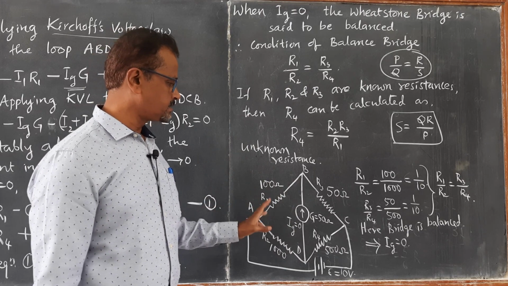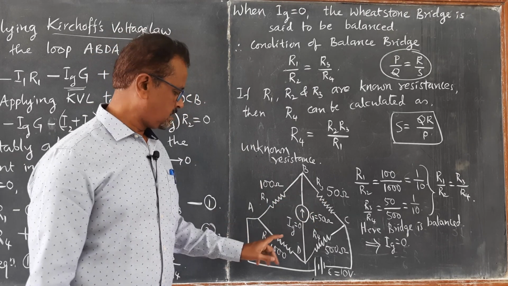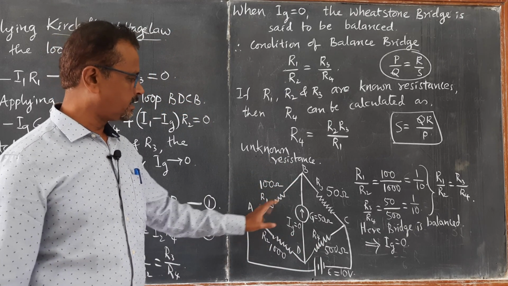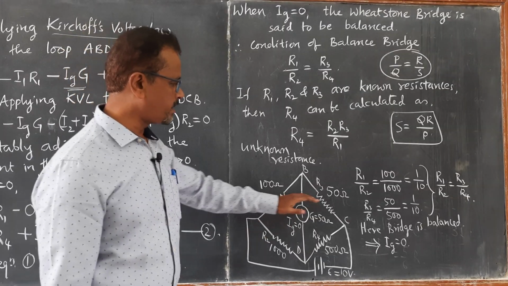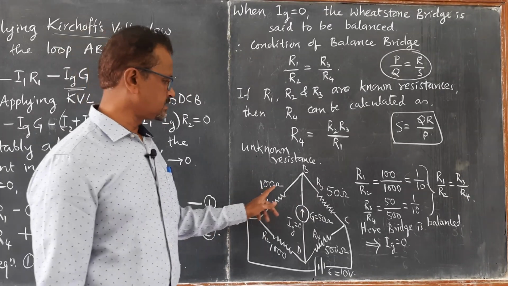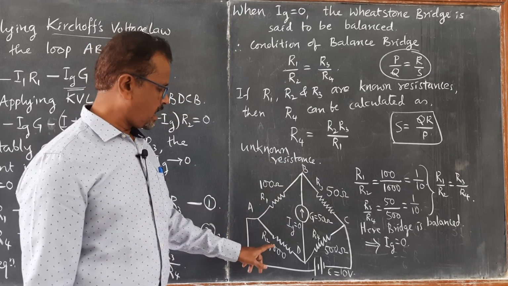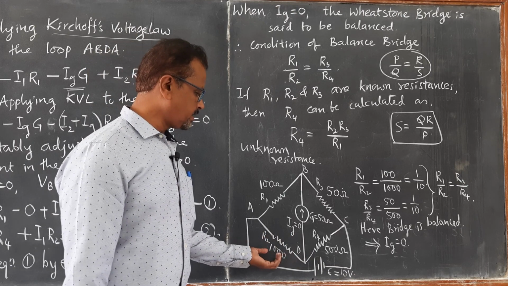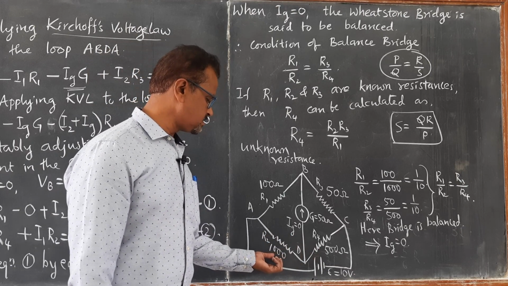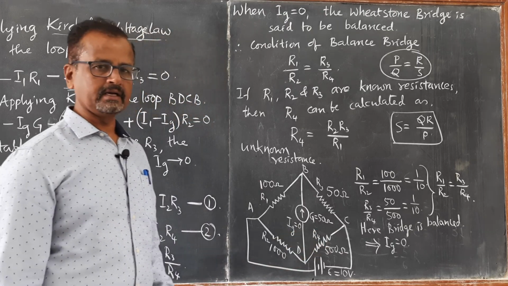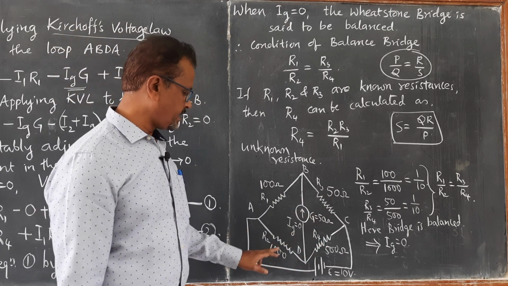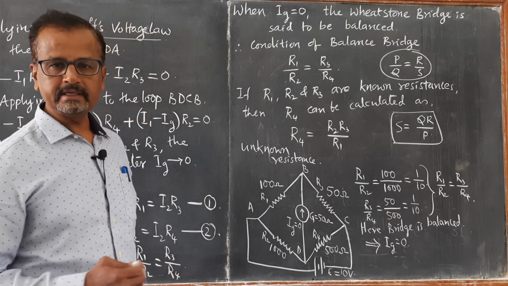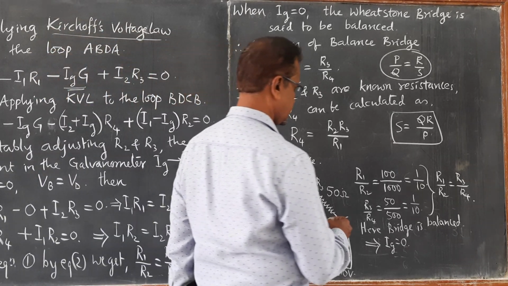Right? Then you can see R1 and R3 are in series. R2 and R4 are in series. Now it is very easy to calculate the equivalent resistance since R1 and R3 are in series. So series resistance becomes 150. And R2 and R4, they are in another branch. Their effective resistance becomes, they are in series, 1000 plus 500, 1500. So 150 and 1500, they are in parallel. So you can very easily calculate what is the equivalent resistance.